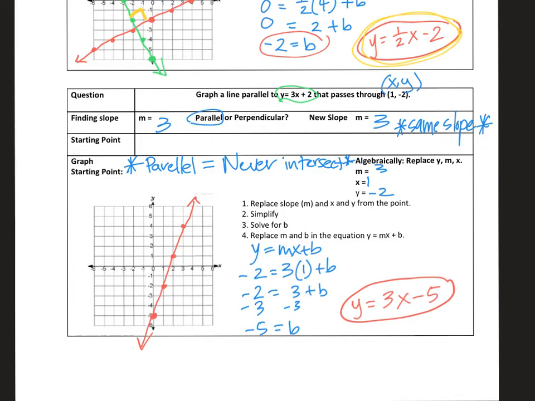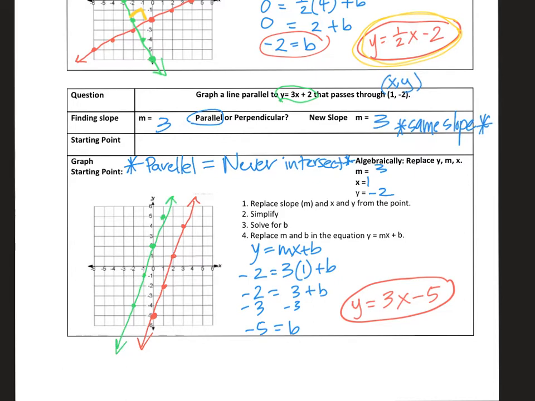So our y-intercept for that line is positive 2, and again, we have the same slope, so we're going to go up 3, 1, 2, 3 over 1. If we do it the other way, we go down 3, so 1, 2, 3 to the left 1, down 1, 2, 3 to the left 1. Okay, let's go ahead and connect our points.